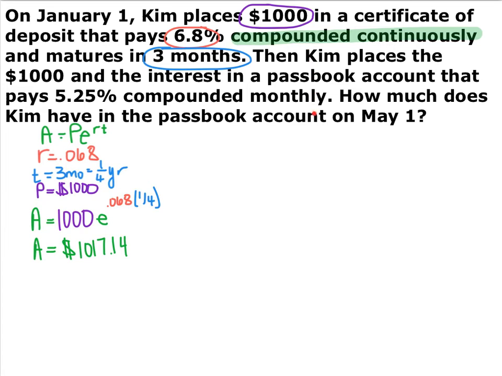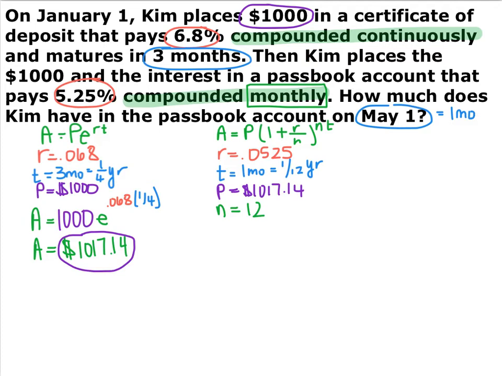So now, I want you to pause the video and read the second half of the problem and do the same thing we did here. Figure out what kind of account it is and all the different pieces of information. So this passbook account that Kim put her money in is compounded monthly. So that's A equals P times 1 plus R over N to the NT. Because it's monthly, N is how many times a year it's compounded. If it's monthly, that means N is 12.